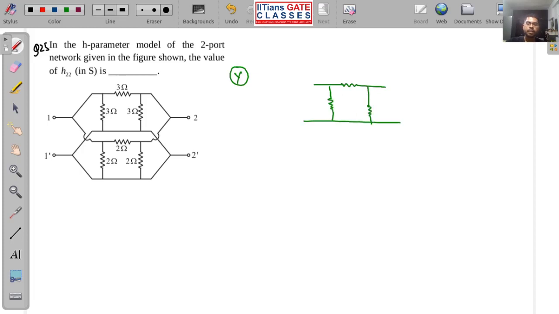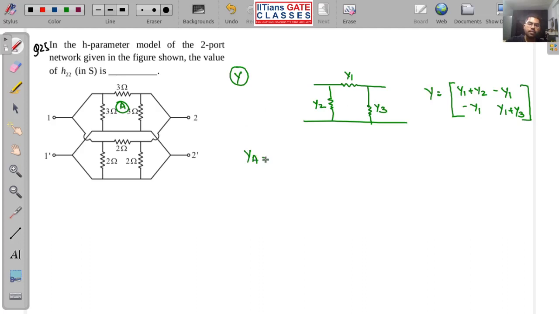If you remember, if this is y1, this is y2, this is y3, then y will be equal to what? y1 plus y2, minus y3, minus y1, minus y1, and y1 plus y3. So remember this. Now for this circuit A, if I calculate the Y matrix, what will it be?